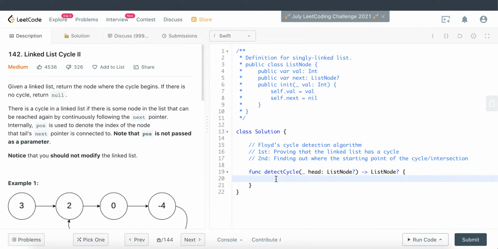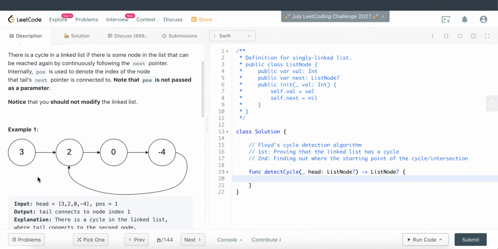Essentially, Floyd's cycle detection algorithm is comprised of using this concept called slow and fast pointer. The fast pointer will traverse through the linked list two times faster than the slow pointer. And if they meet the first time, it proves the first part, that this linked list has a cycle, right?